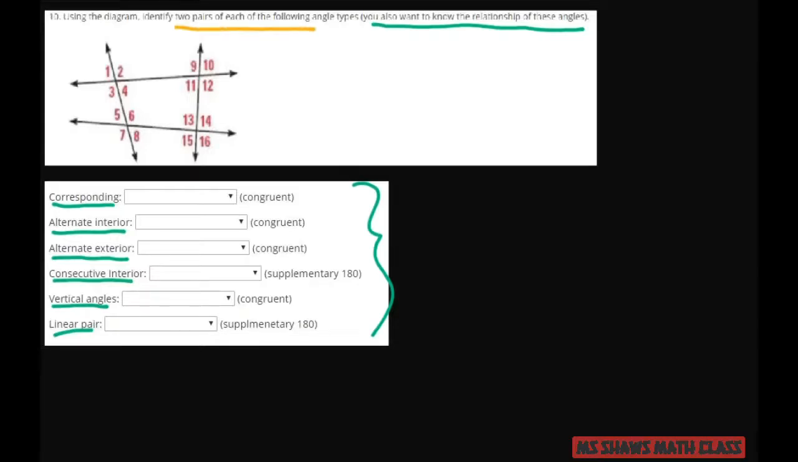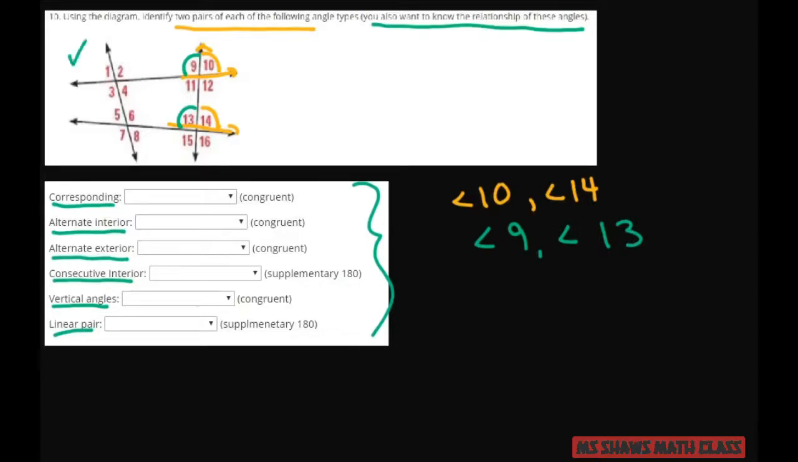So corresponding means when you hit this transversal here that they're on the same corner. So these are on the same corner when you have these lines here. So angle 10 and angle 14 are corresponding. 9 and 13. Whoops, I put 9, 13. So 13. Let's just do some more.